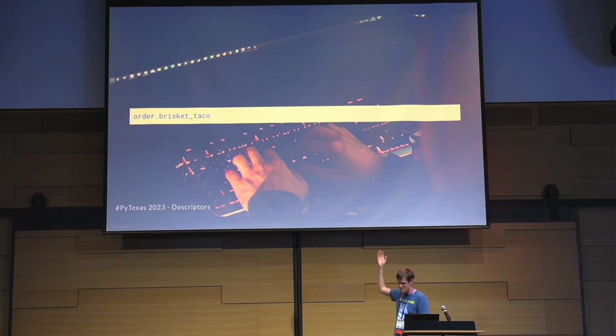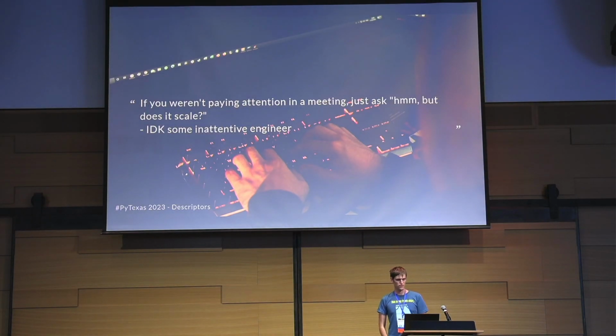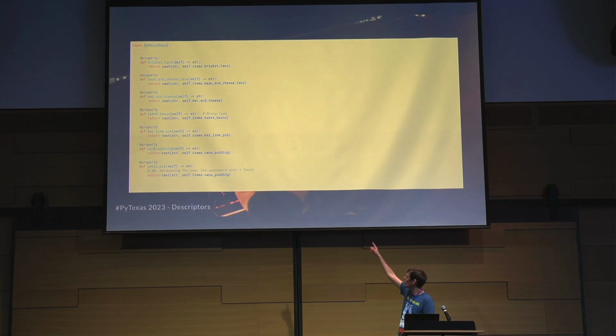I don't like casts. I really just wanted to do this: give me the brisket taco from my order. So you write a property. Now we've isolated the cast. The user doesn't cast. The property does. And that looks pretty good, right? Somebody once said, if you weren't paying attention in a meeting and they ask you a question, just go, but does it scale? No, it only fits on a slide because it was made smaller.